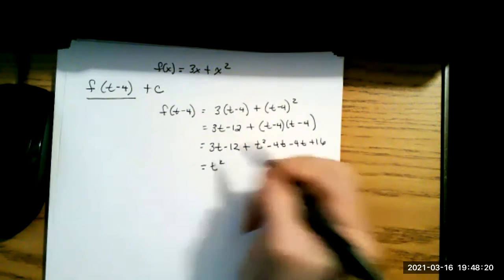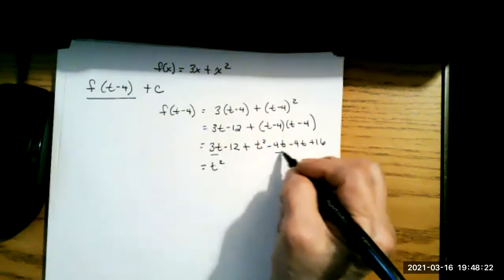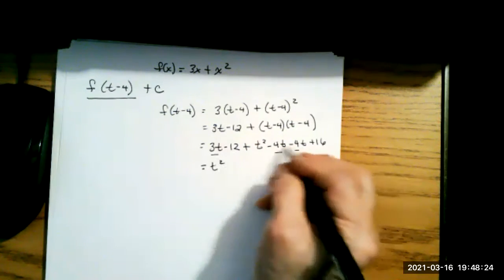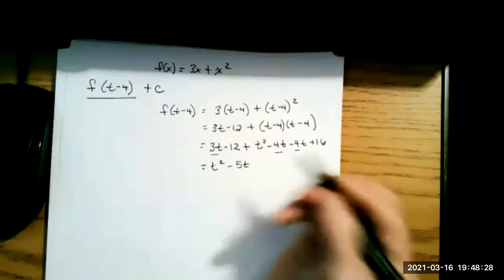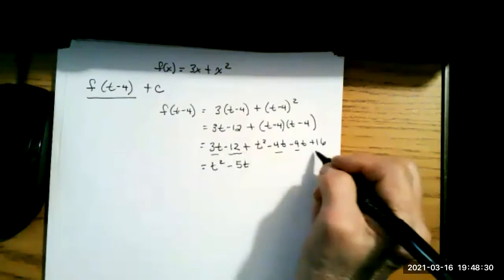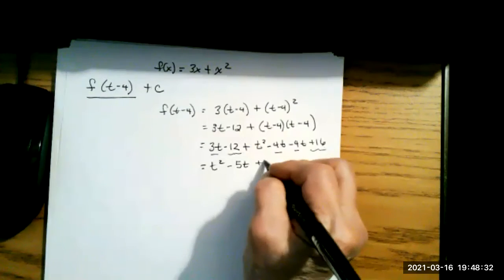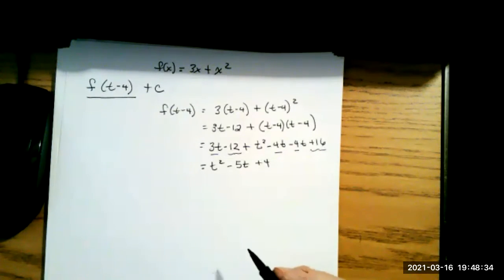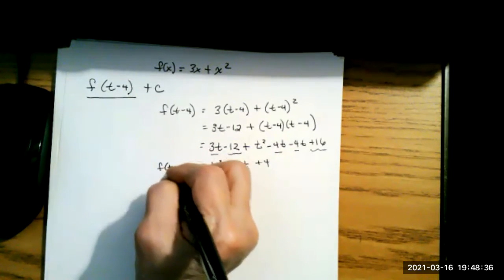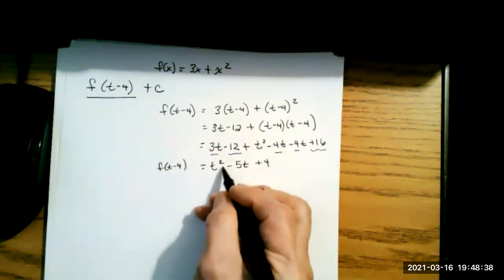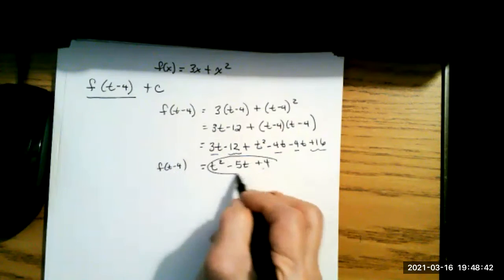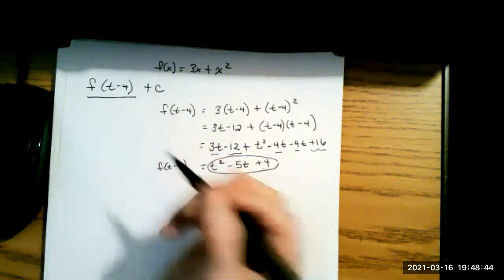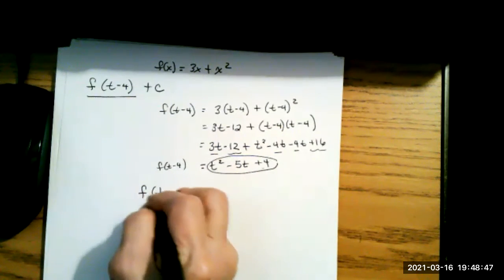Let's see, 3t minus 8t, that's negative 5t. And then I've got a negative 12 here and a positive 16 here, so that's a positive 4. So this f of t minus 4 ends up being t squared minus 5t plus 4. So I'm going to take this and I'm going to put it in that spot up there. I'm going to rewrite it so you can see where I put it.